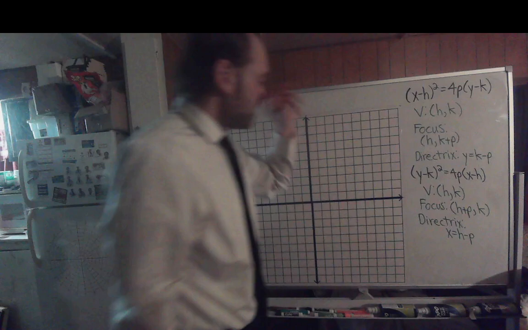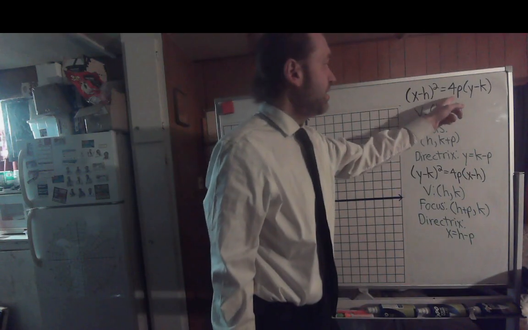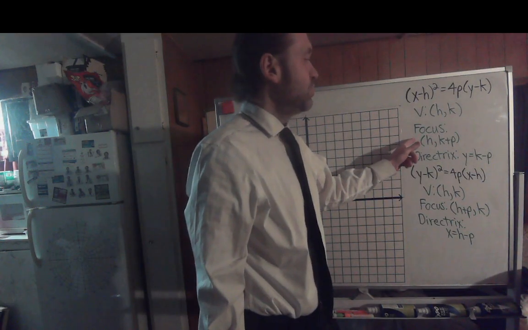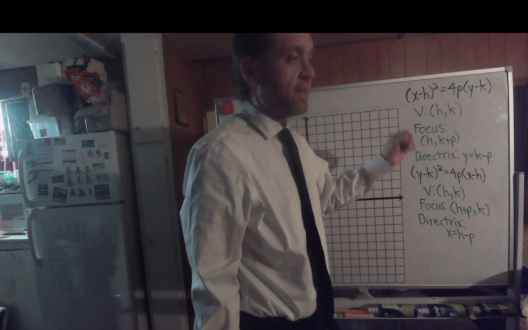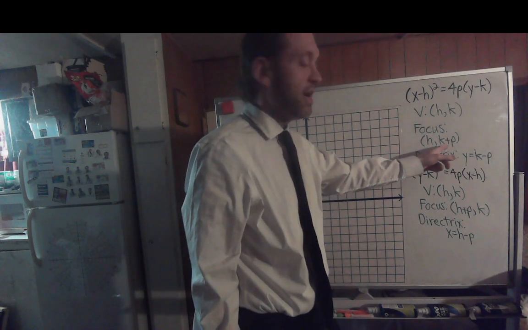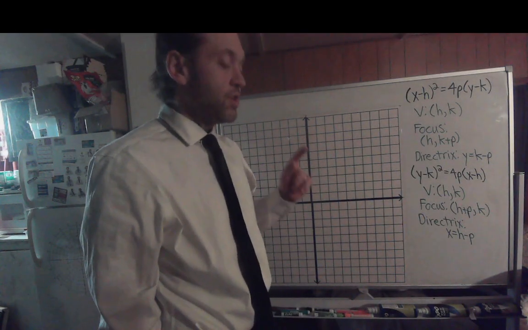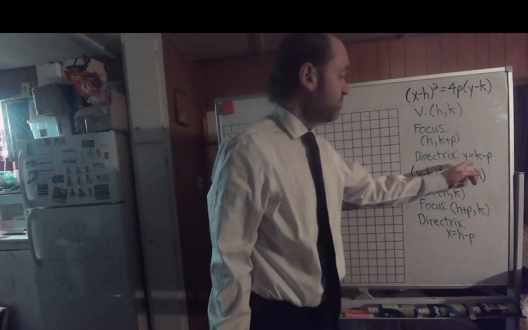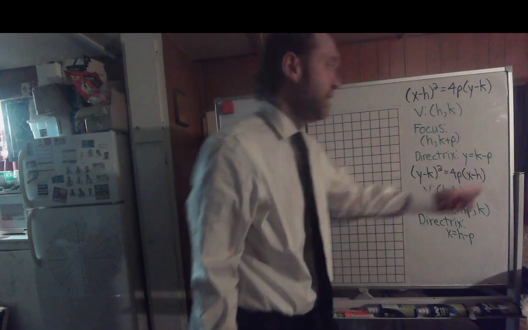Now your focus, of course, if we remember right, you have to find the value of p, and then you add p to whichever coordinate has the symmetry, whichever axis has the symmetry. So in this case, it's y-axis symmetry, so you would add p to your k coordinate. And then for your directrix, it's going to be the negative of p. So my directrix would be y equals k plus negative p, or k minus p.